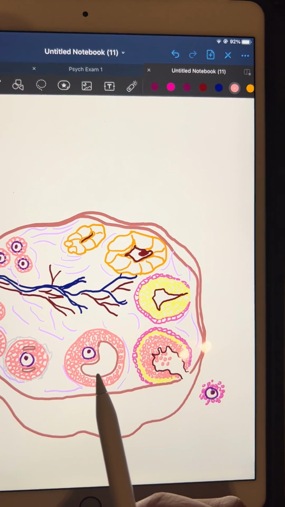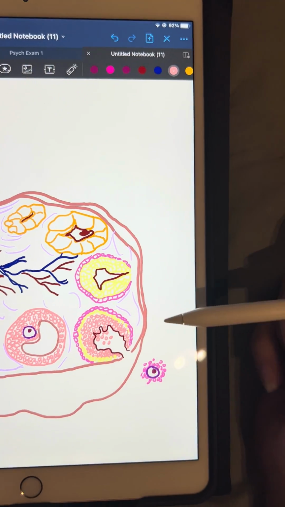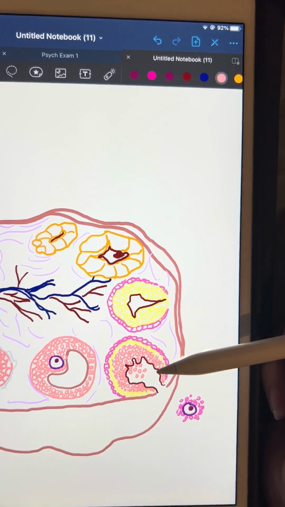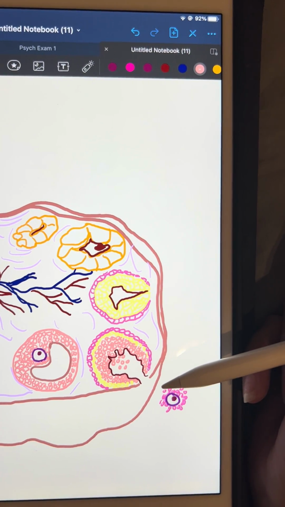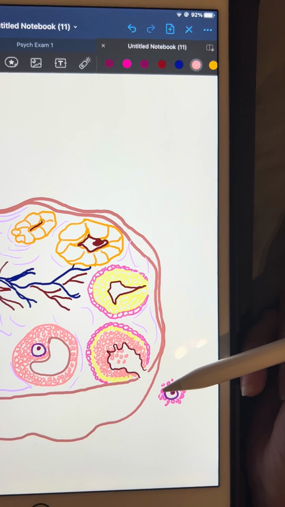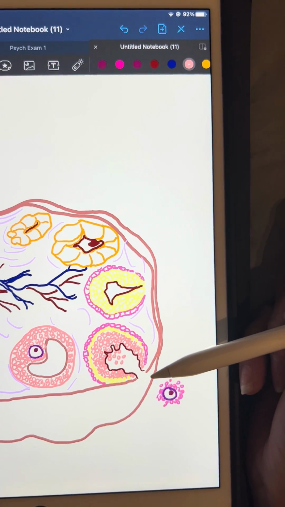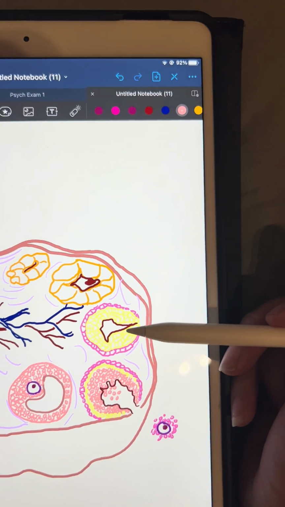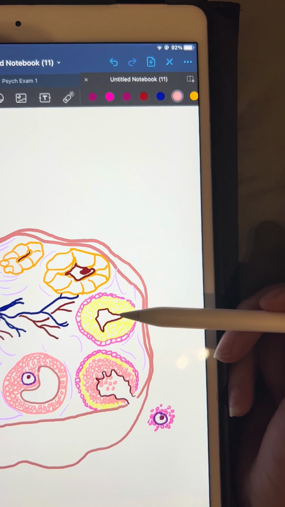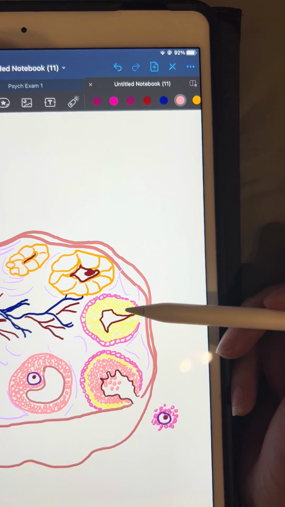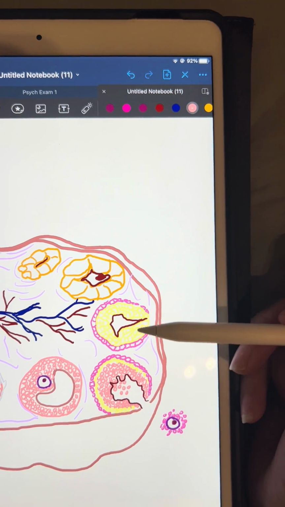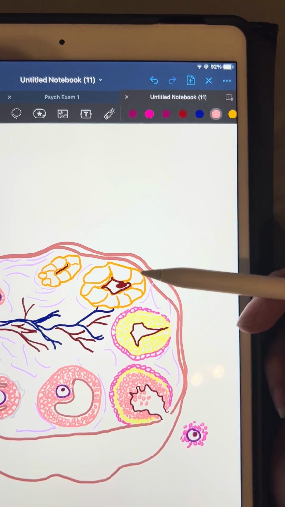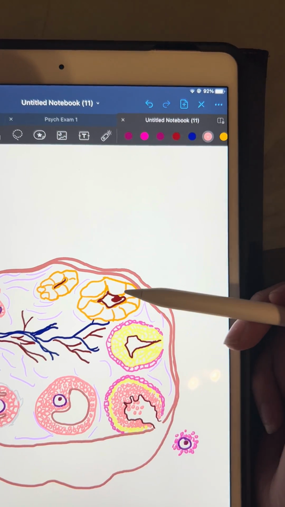And then during ovulation, the oocyte is released from the follicle with some granulosa cells surrounding it, also called the corona radiata. And after ovulation, the granulosa cells will divide quickly, and the follicle that stays in the ovary is now called the corpus luteum. And this is the corpus luteum at the beginning stages. This is the corpus luteum fully matured.